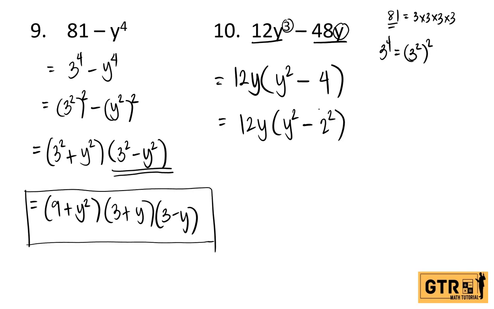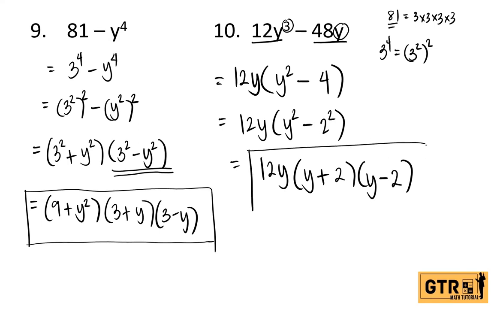Okay, so apply now the formula for difference of 2 squares. So therefore, this is now equal to 12y. So tanggalin lang yung square. So kopyahin lang yung y. And then isang plus at isang minus. Okay? Isang plus, isang minus netong second term natin na 2. Y plus 2, y minus 2. So ito na yung kompletong factor natin. 12y times y plus 2 times y minus 2.